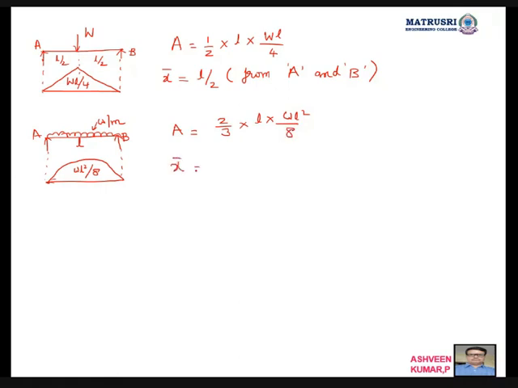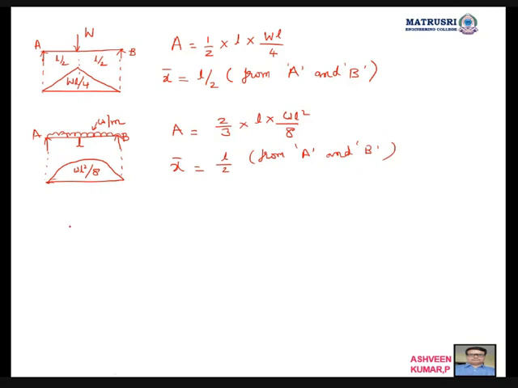Then what is X bar? Because it is symmetric. What is the meaning of symmetric? If I cut at the center, left side and right side will be similar. So therefore it is L by 2 only, from both A and B, it is L by 2 only.